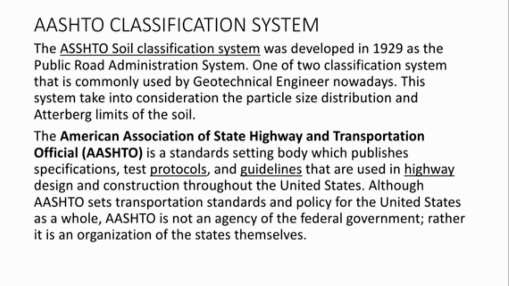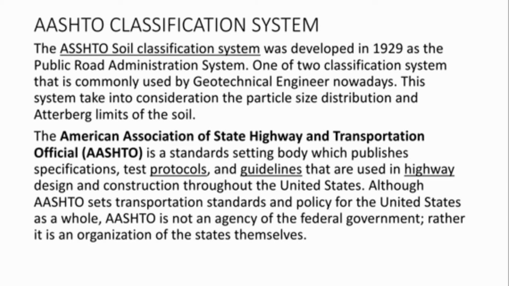So first, what is the AASHTO classification system? The AASHTO classification system was developed in 1929 as the Public Road Administration System, one of two classification systems that is commonly used by geotechnical engineers nowadays. This system takes into consideration the particle size distribution and the Atterberg limits of the soil.